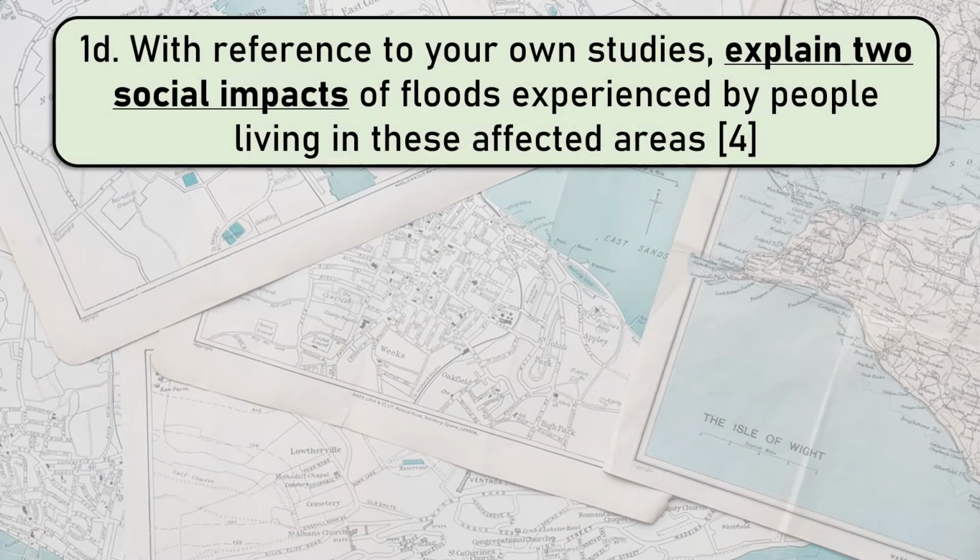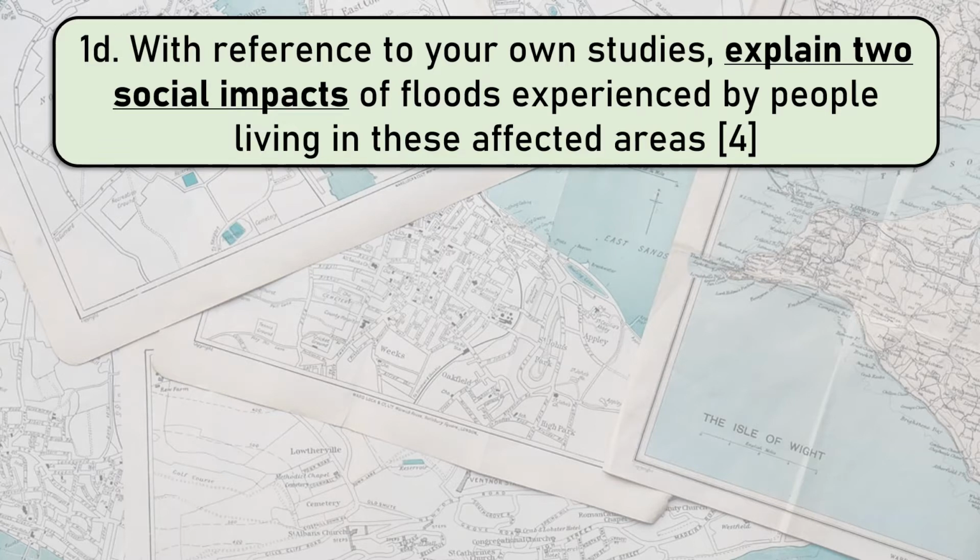Alright, so moving on to the next question, with reference to your own studies. So while the previous question asks you to make reference to the map that they gave you, when you get questions that say with reference to your own studies, you actually need to use the examples or the things that you have learned during geography lessons in school. So with reference to your own studies, explain 2 social impacts of floods experienced by people living in these affected areas. So remember, they're asking you for social impacts.